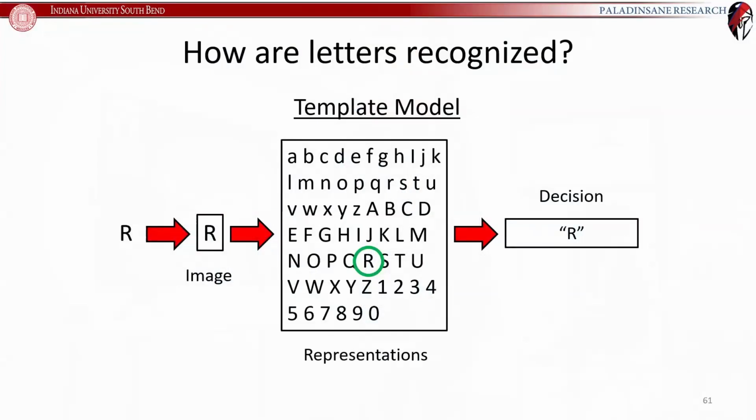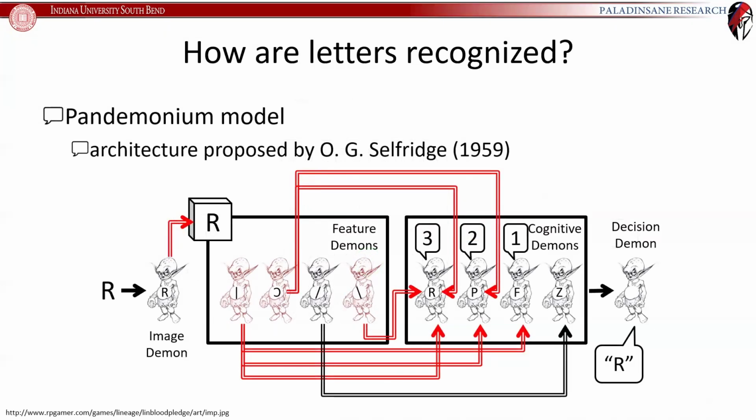We have come across connectionist networks a few times in this course already. If you remember when we took a look early on at how letters are recognized, the template model was not a connectionist network model, but the pandemonium model was. That architecture was proposed in 1959, and I don't believe they had the ability to implement it at the time. But it is basically the same idea that we're going to see today in a connectionist architecture.